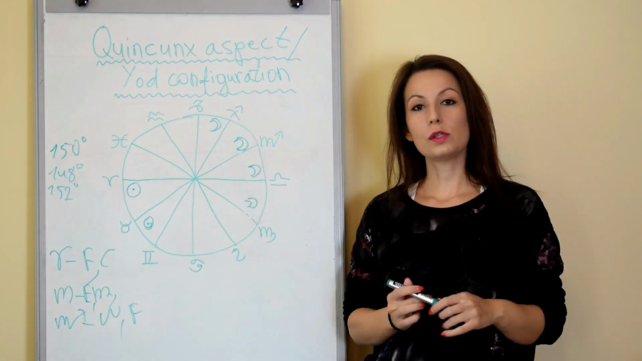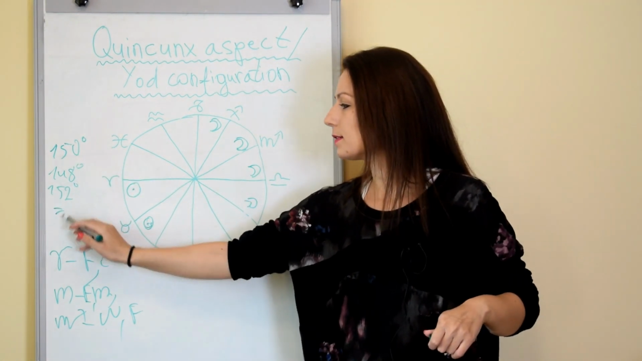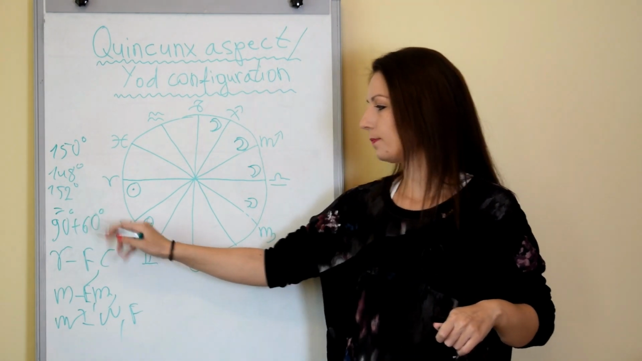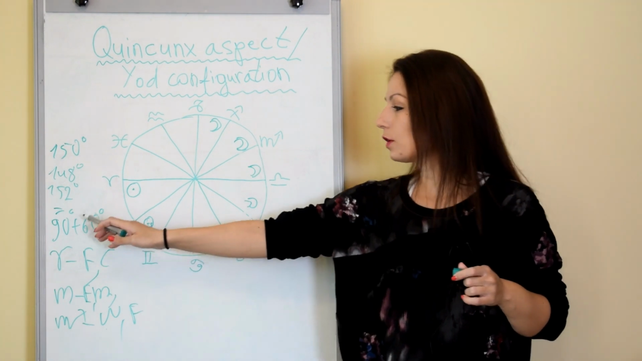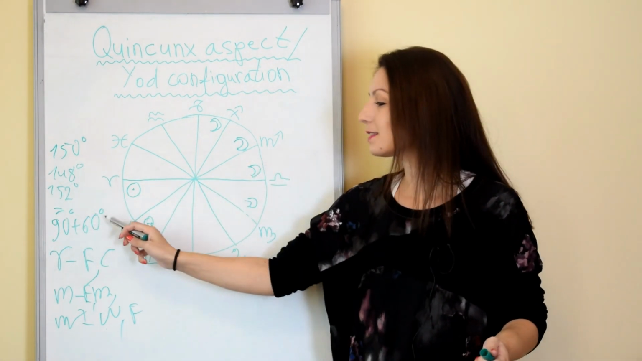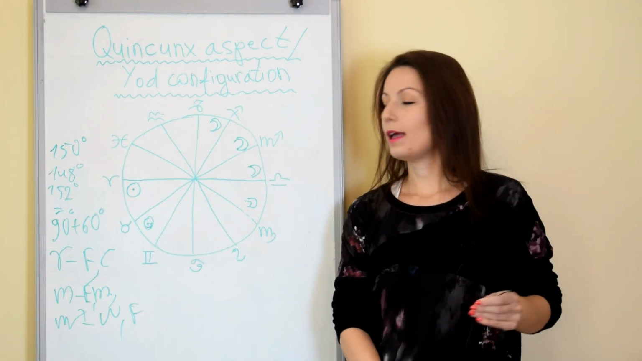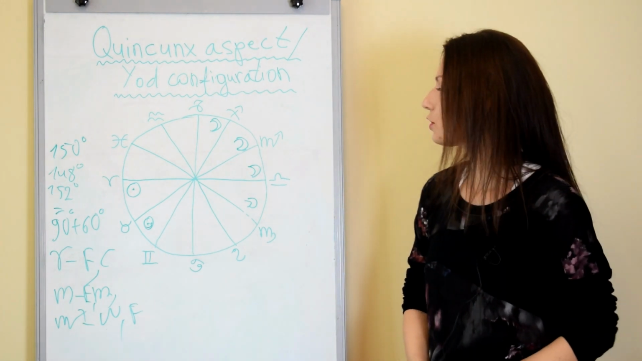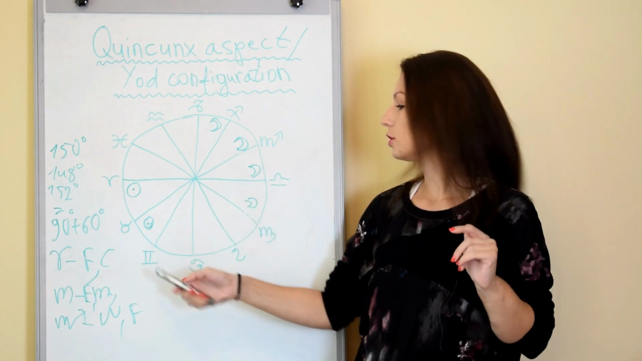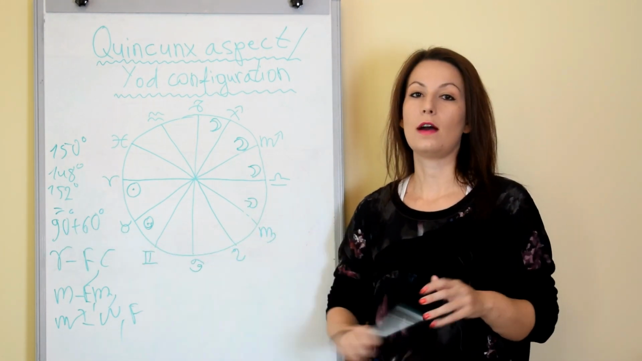The other thing which is important for the Quincunx is that actually it consists of 90 plus 60 degrees. So the 90 degree is the very famous square aspect and the 60 degree is the famous sextile. And here you can find out that there is again a mixture of different energies. The square aspect is difficult, the sextile is a positive aspect.